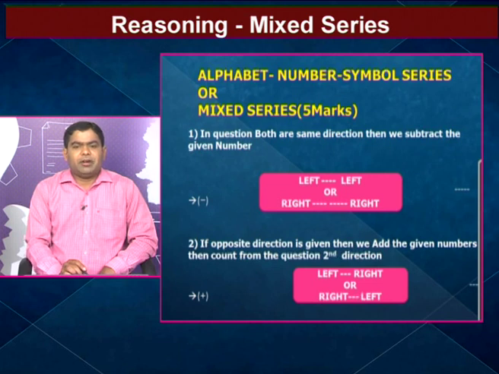After that, we count from the question ending direction. For example, if left and right are given, or right and left are given, then we add the given numbers. After that, we count from the question ending direction. Next, we go to the next point.